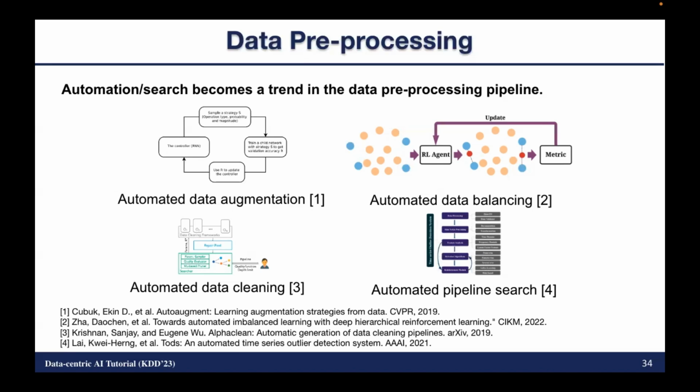So as Professor Hu has mentioned, one trend in data-centric AI is that the algorithms become more and more automated. In some cases, such as data preprocessing, we don't want the humans to be involved too much. We want the algorithms to decide by themselves which is better. And the second is automated data balancing, which is actually data reduction.